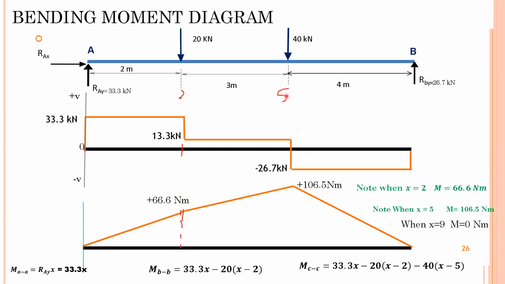But when you put in 5 now, what do you get? You get this value here, 105, because 5 times this, 5 times 33 gives you 166.5. And when you put in 5 here, you get 3 times 20 minus 20, which gives you minus 60. So you take away minus 60 from that, you end up with 105.5 right here. See it here? That ends up being your maximum bending moment.